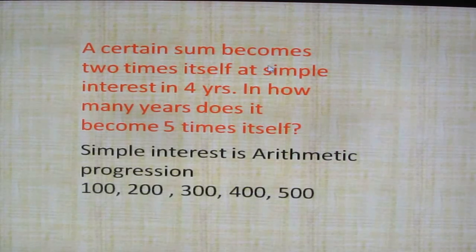So 100 to 200, what is the interest? 100 rupees. To get the interest of 100 rupees, I have to wait for 4 years. So interest is same every year. 200 has become 300 in another 4 years. 300 has become 400 in another 4 years. 400 has become 500 in another 4 years.